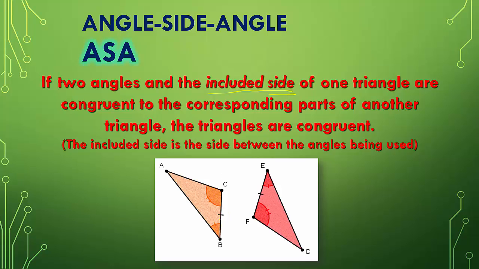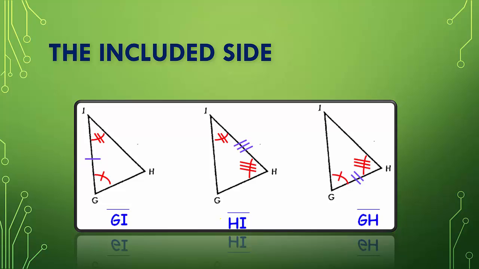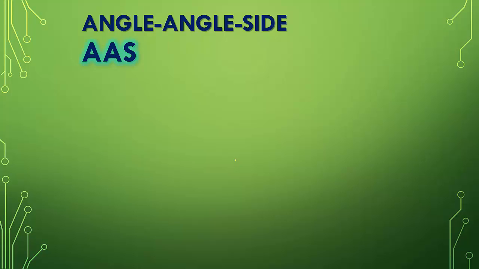So the included side is the side that is in between the 2 angles. Just like in the last one, except now it's a side that's in between 2 angles, not an angle that's in between 2 sides. Included sides, here's some examples. I would suggest writing these down so you know at least one of them.